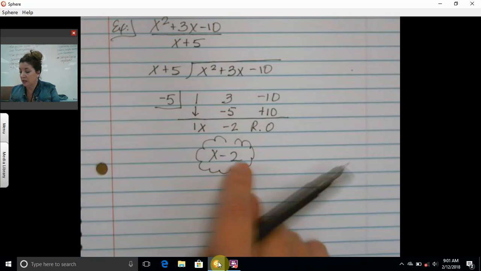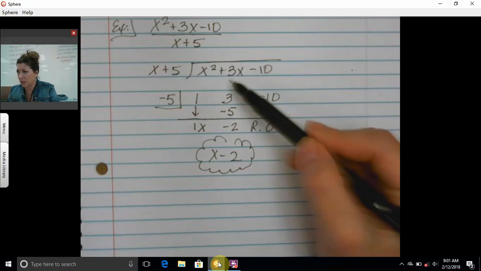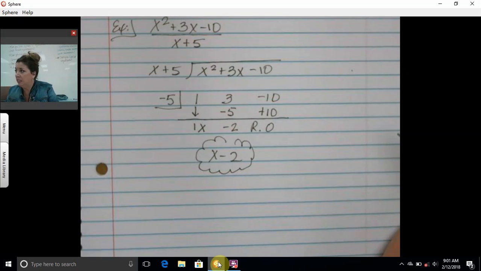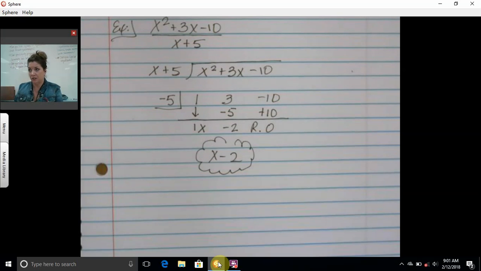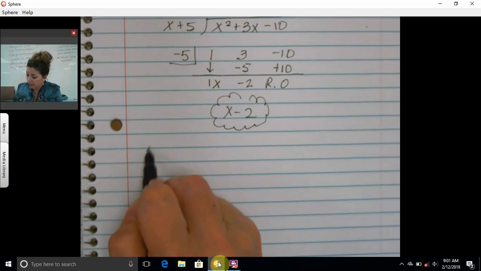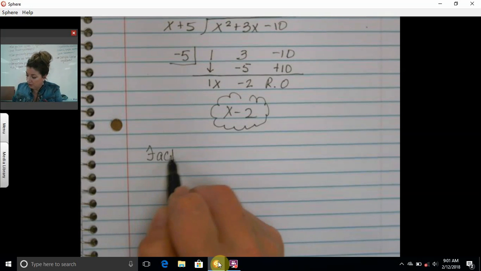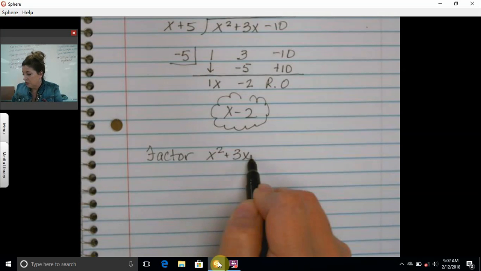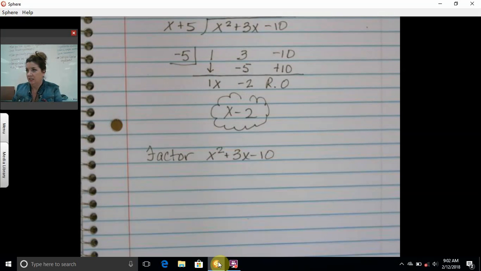Because this is one way, especially if it's not a quadratic, because we know how to factor those. But if we get a polynomial with higher degrees, and we don't know how to factor it, you can use division to help to see if you can find some factors. Okay, so that's what we're getting at. But let me show you how to factor, you know how to factor, x squared plus 3x minus 10, so that you can see that x minus 2 is a factor and x plus 5 is a factor.